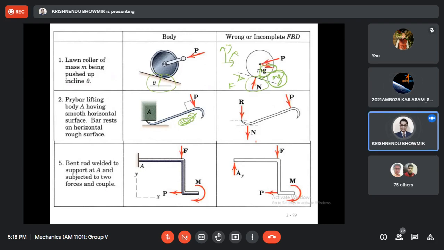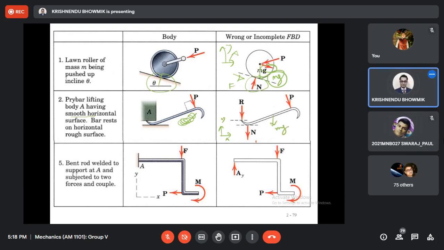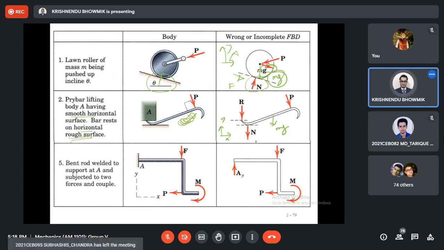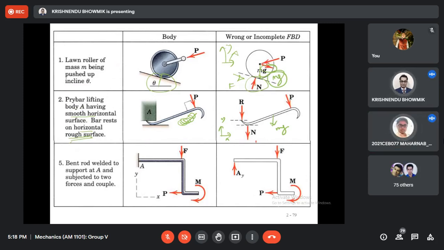This one, which is missed? Smooth horizontal surface. Maybe this is X. So the weight of the bar. Okay. Wait, anything else? Friction. Bar rests on horizontal rough surface. Yes. Here, friction here. Which directions? The R is wrong. Okay.